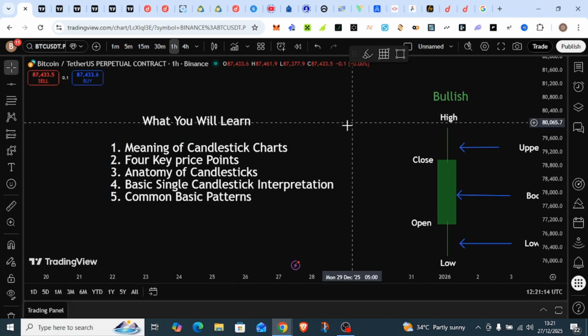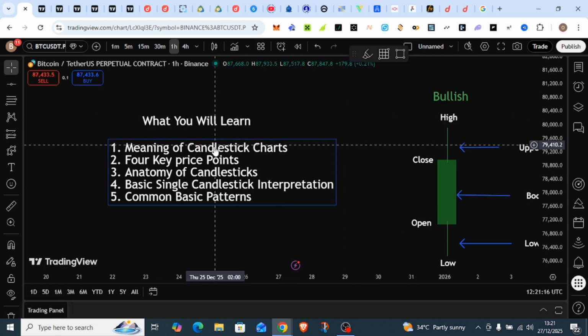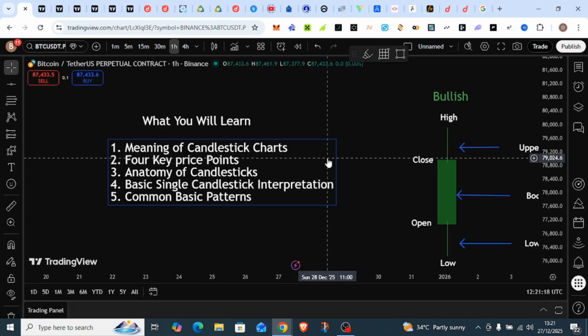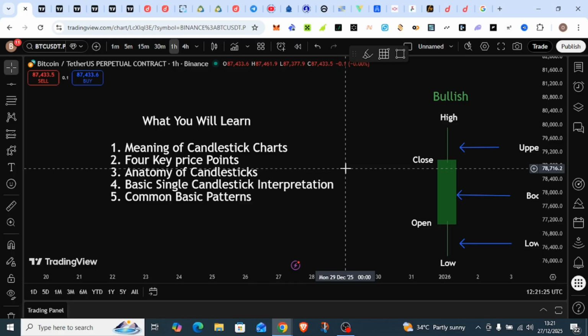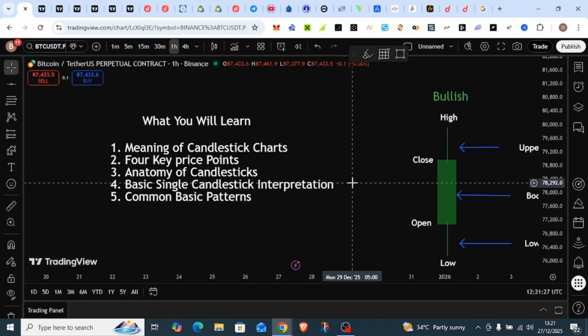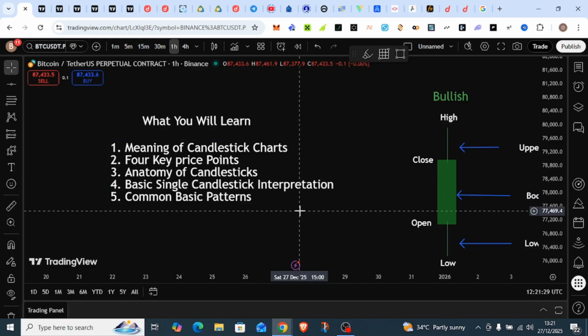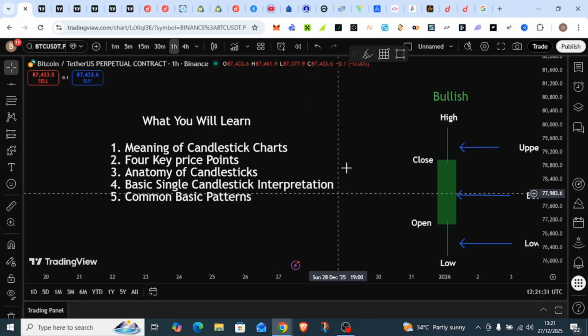These are the outline of the things you will learn. Number 1, meaning of candlestick charts. 2, 4 key price points. 3, anatomy of candlesticks. 4, basic single candlestick interpretation. 5, common basic patterns.